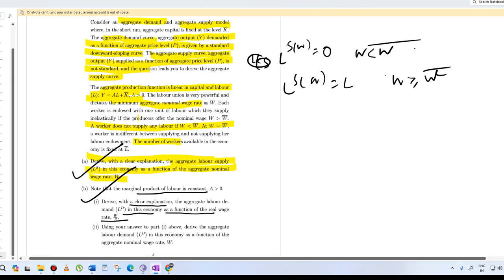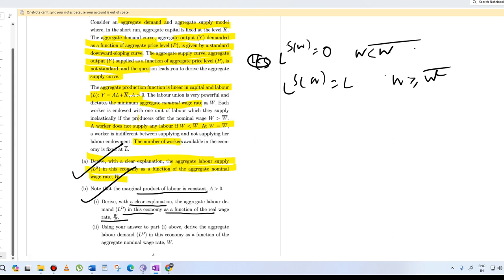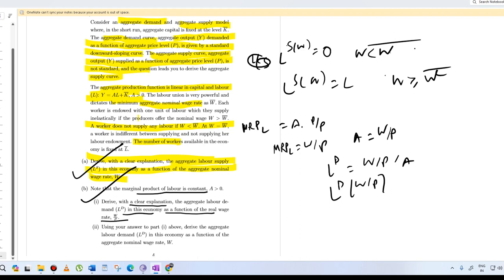So for the second part, what will we do? We have to find the aggregate labor demand. So derive the aggregate labor demand with respect to W by P. So here MRPL will be used. MRPL is A, since the marginal product of labor is constant. So MRPL equal to W by P. So A equal to W by P. So rearranging, LD equal to this, so aggregate labor demand is a function of W by P. LD of W by P is this.